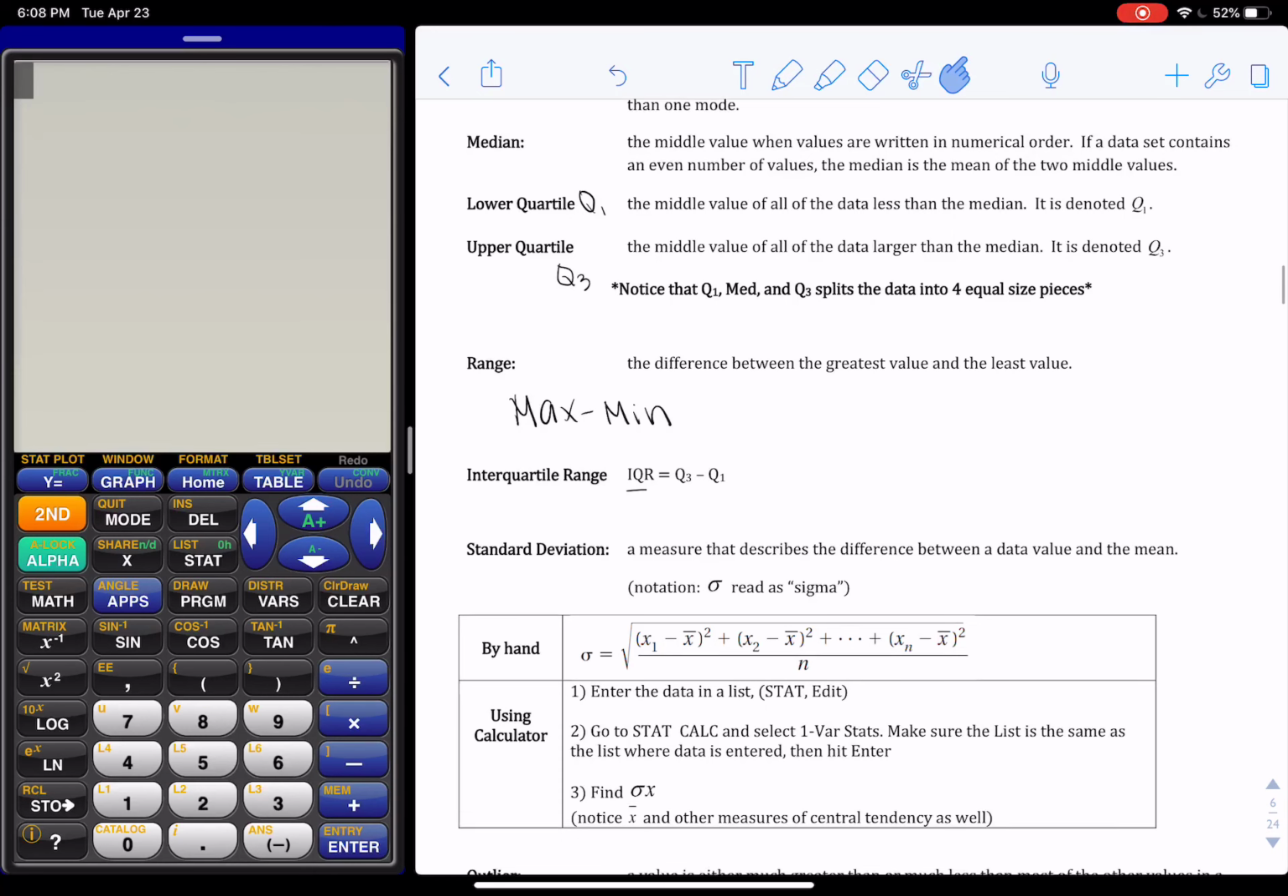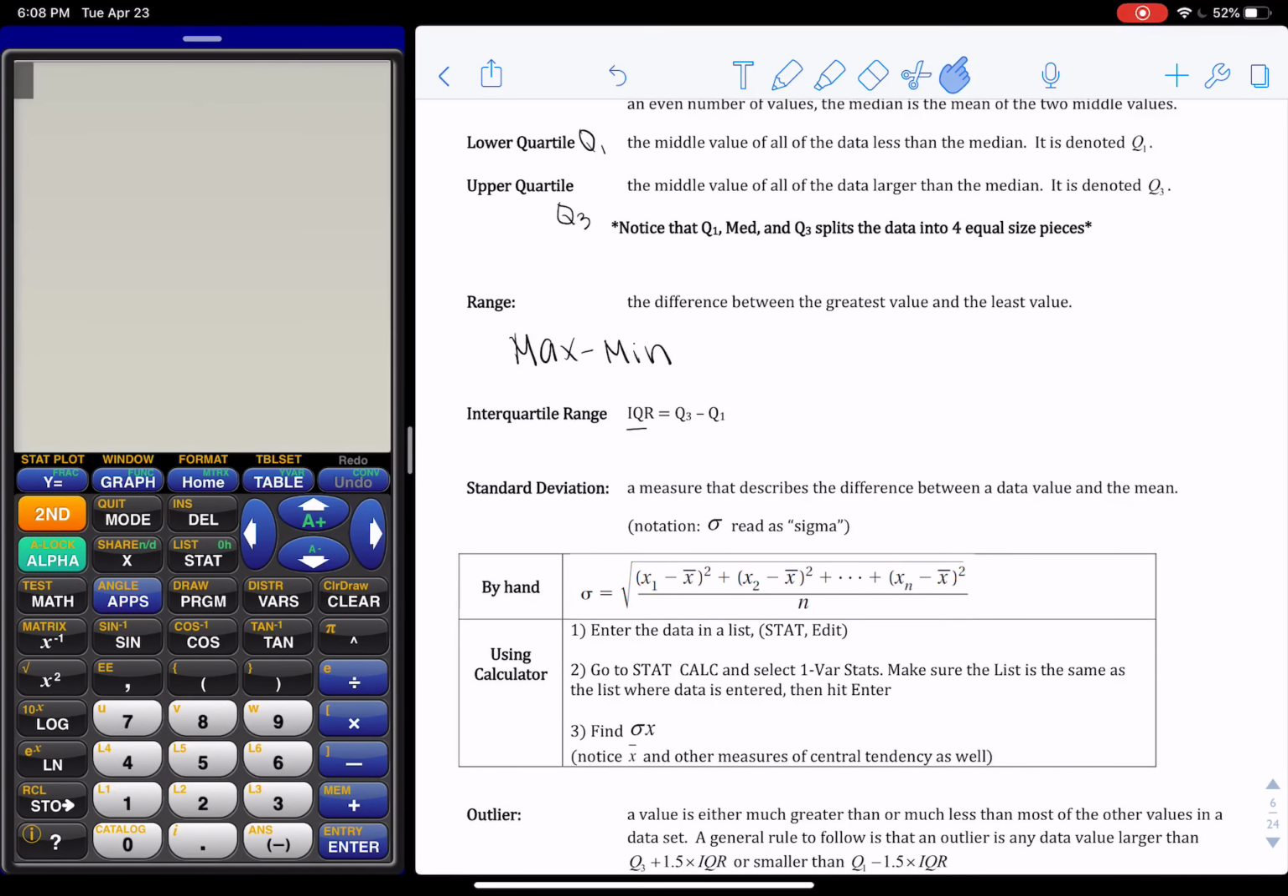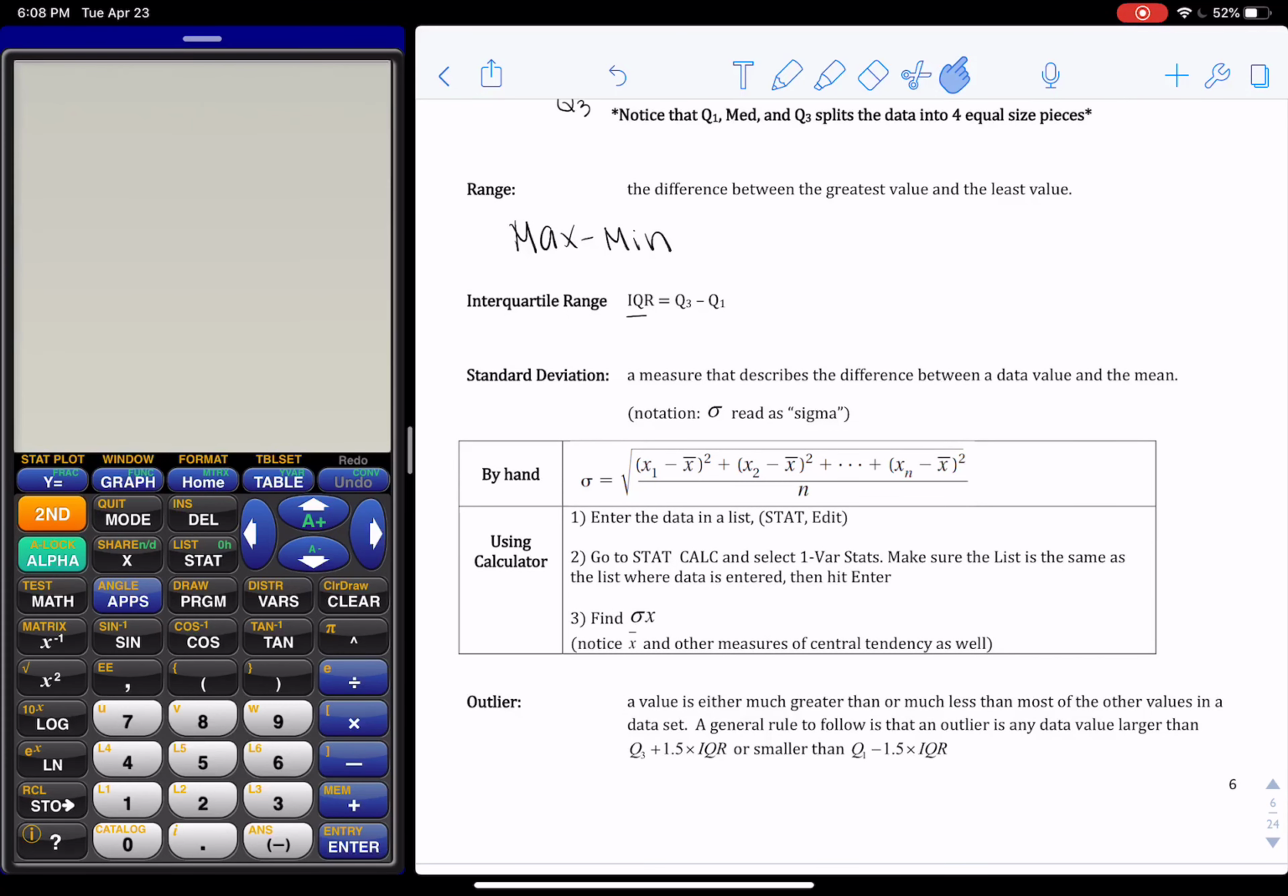And then the standard deviation, so that's a measure that describes the difference between data value and the mean. The way that we write that and the way you'll see it in the calculator is it kind of looks like a fancy O with an X. So there is a way to do it by hand, but I'm going to show you how to do it using the calculator, and I have the steps listed here for you to look at if you would like to.